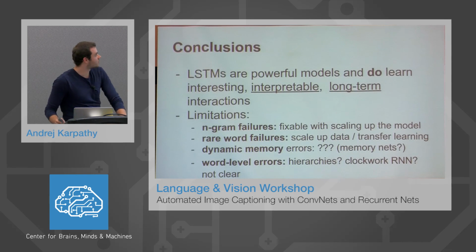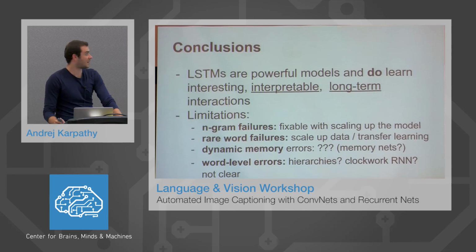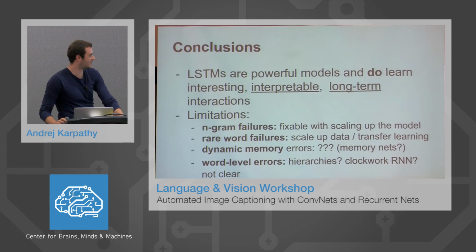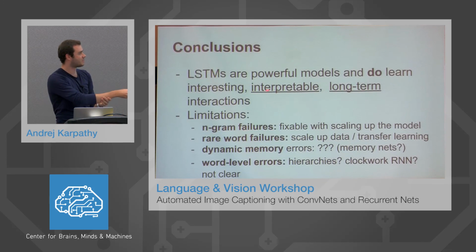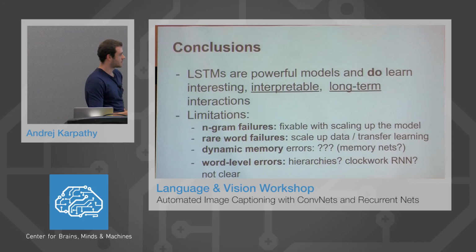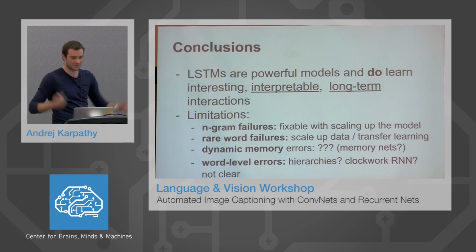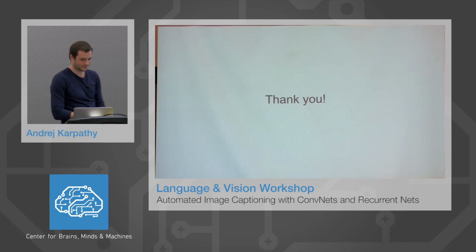So the conclusions are that LSTMs are very powerful models. We still haven't really understood how they work, but at least we tried with one paper. We have some interesting experiments that support that there are interpretable cells and long-term dependencies, and we can find them, and we can start to understand how they work, and some limitations based on the error analysis that I didn't have time to go into. But basically, very powerful models, and I'm looking forward to the future with these models. Thank you.